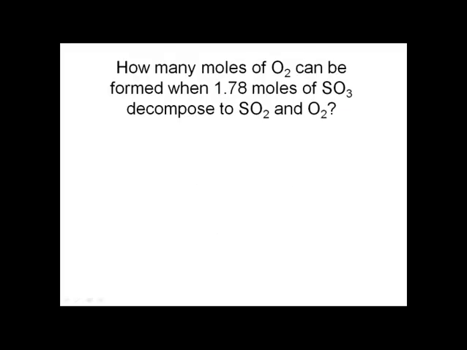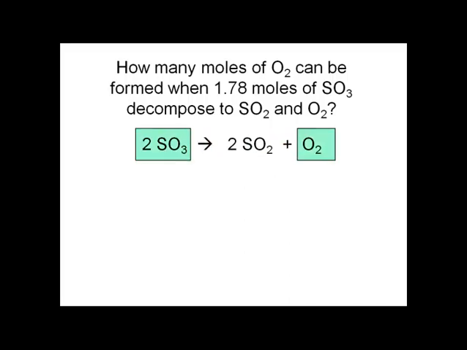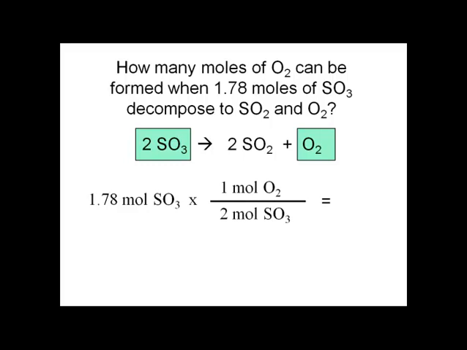Let's put together the steps to solve this type of problem. If we were asked how many moles of O2 can be formed when 1.78 moles of SO3 decompose to SO2 and O2, the first thing we would need is a balanced equation. We've seen this one before, but if this were a new problem, we would need to balance it. Then we would look for the coefficients of the 2 chemicals of interest, in this case SO3 and O2. Then we would set up the calculation starting with the number we're given in the problem and constructing a conversion factor with the coefficients. Calculation gives 0.89 moles of O2.